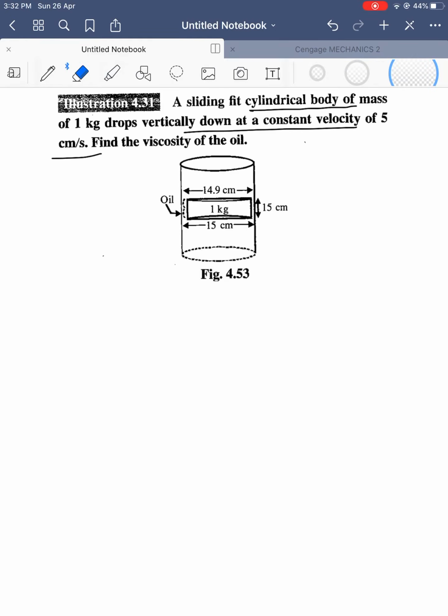whatever body is moving with velocity, I discussed in the first video. If the body is moving with a certain velocity, the liquid layer immediately after the object will have the same velocity. I am writing the beaker and next the body. Okay, see here carefully.